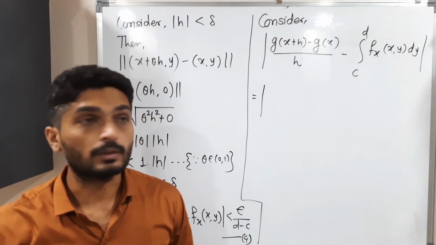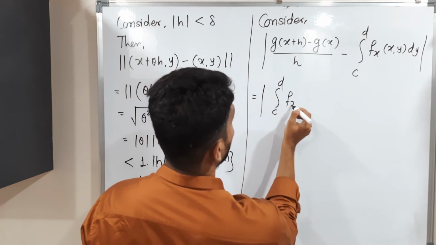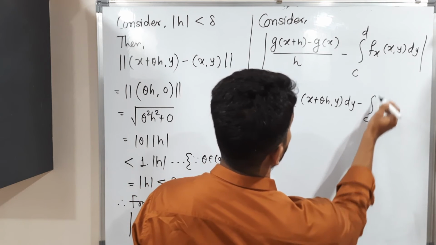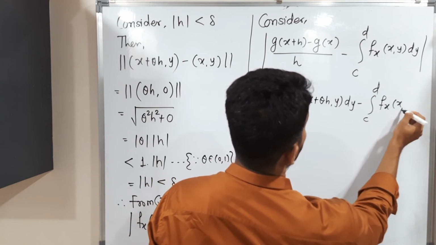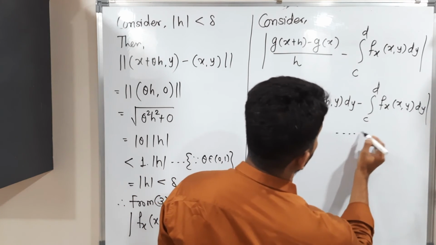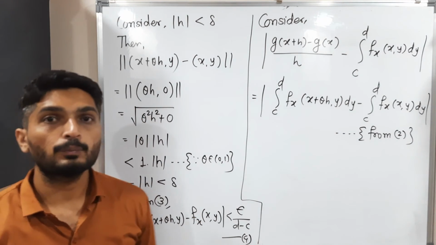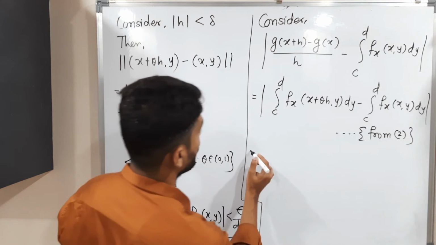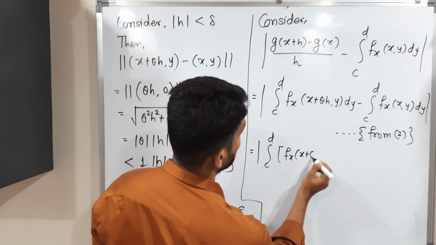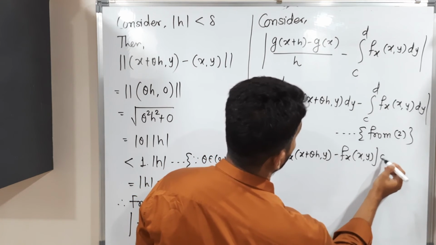We have already proved value of this part is integration c to d fx of x plus theta h y dy minus integration c to d fx of xy dy. I should mention from 2 we could write it. See, what can we take common? We can take integration common part. So therefore, mod integration c to d fx x plus theta h y minus fx xy dy.